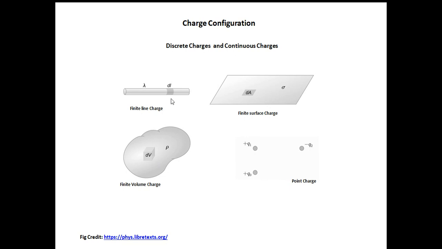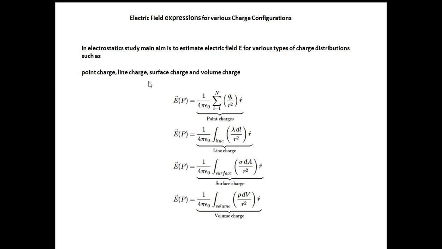Once we understand that there are different varieties of charges: point charge, line charge, surface charge, and volume charge, the field they will create will also be different and will totally depend upon the charge density. So you must be familiar with electric field expressions for various charge configurations. Now remember one thing. In electrostatic study, the main aim is always to estimate the electric field E.